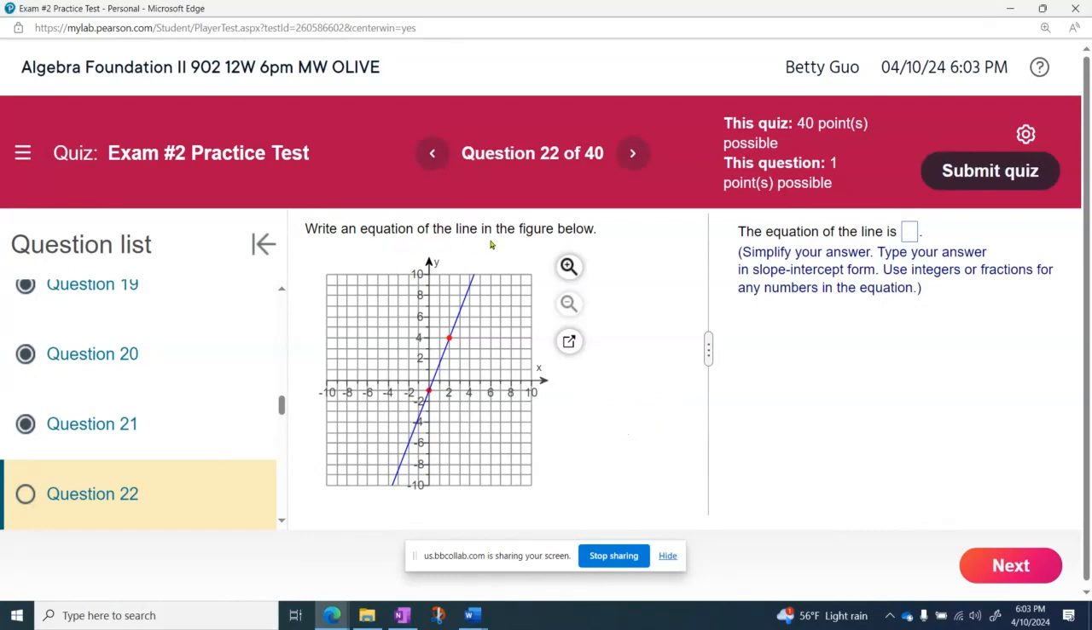Write an equation of the line in the figure below. So the graph of the line is given. We are looking for the corresponding equation. Let's read the information in the parentheses. It says simplify your answer. Type your answer in slope-intercept form. Use integers or fractions for any numbers in the equation. That means we do not use decimals. And also we need to write the equation in the slope-intercept form. The formula for the slope-intercept form is y equals mx plus b.